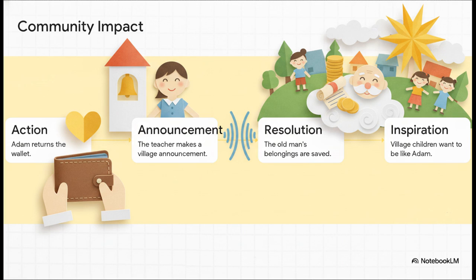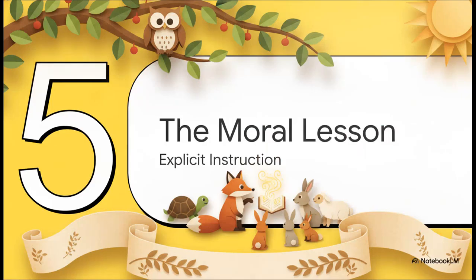The text tells us that from that day forward, all the kids in the village wanted to be just as honest and kind as Adam. One single choice didn't just save a guy's wallet, it literally inspired an entire generation of kids in that town. The true reward was elevating his whole community. And that brings us to our final part, Section 5, the moral lesson.